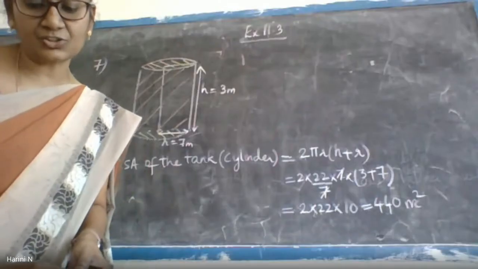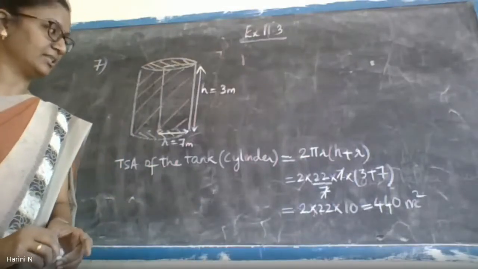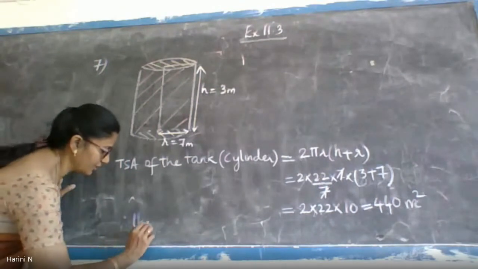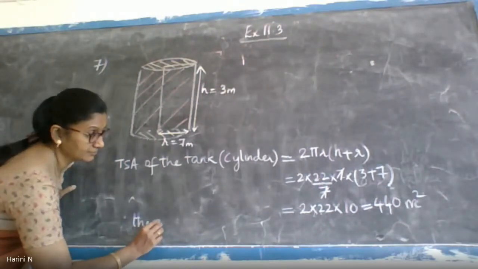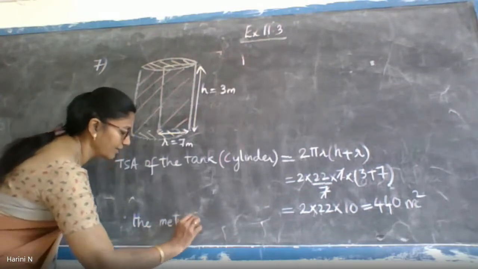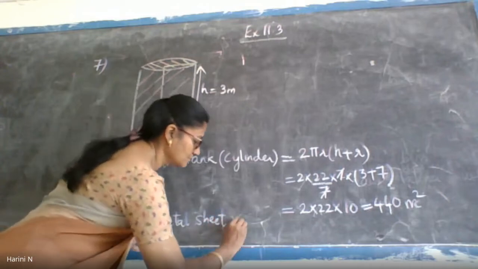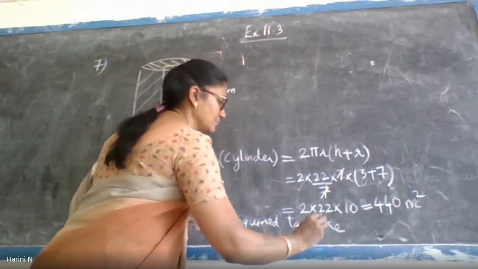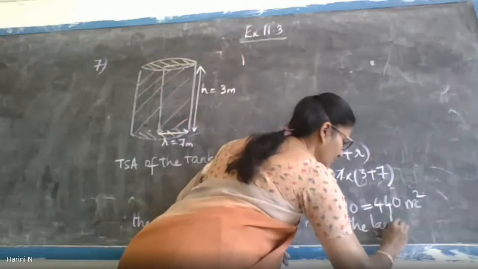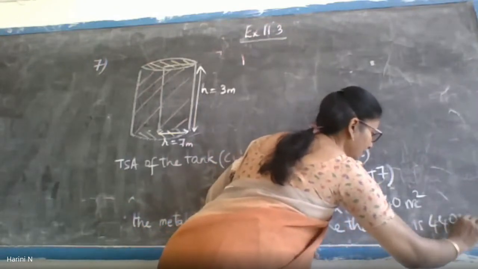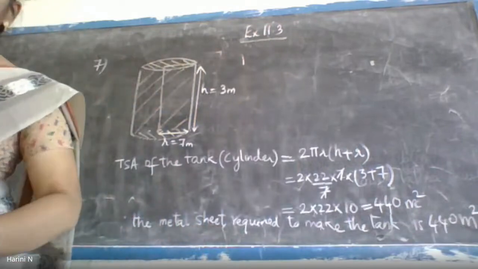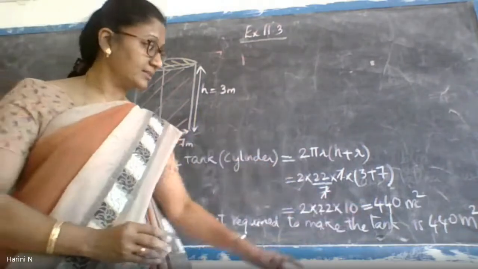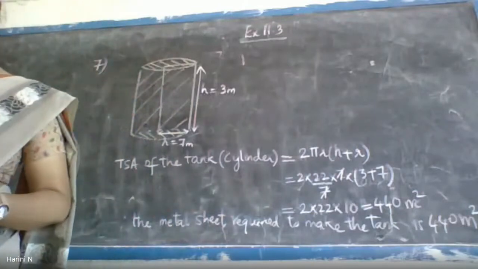What was asked? What is the sheet required to make the closed cylindrical tank? So you will write the answer. Shall I write it below or shall I write it there? Can you see this? Therefore, the metal sheet required to make the tank is 440 meter square. Because you need the area of the metal sheet which is required to make the tank, you will write the metal sheet required to make the tank is 440 meter square.